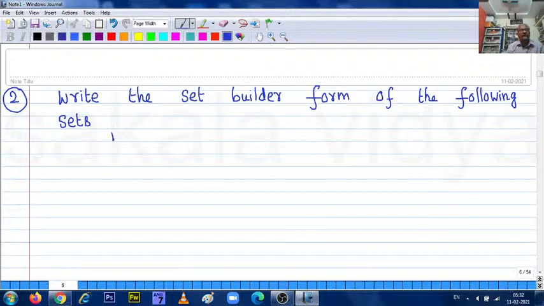The first question is given that A equals 4, 6, 8, 9. So we need to write the set builder form. How to write set builder form means, first of all, what is the common property that each and every element has, that we need to find out. What is the common property it follows? 4, 6, 8, 9.